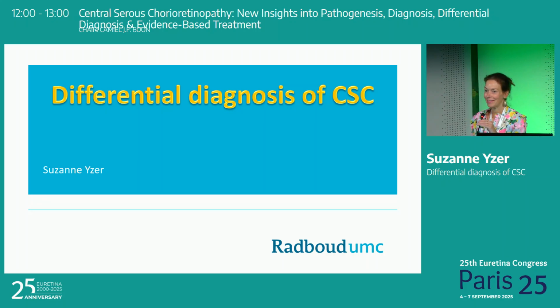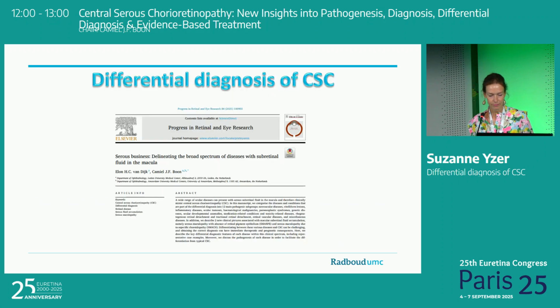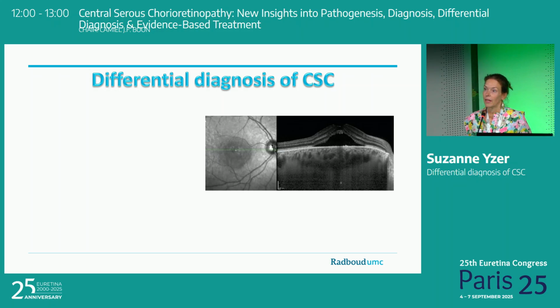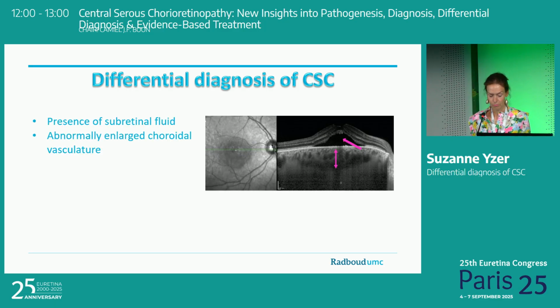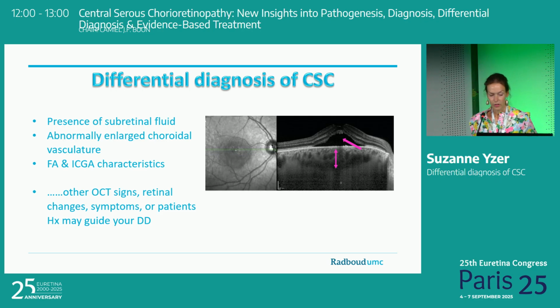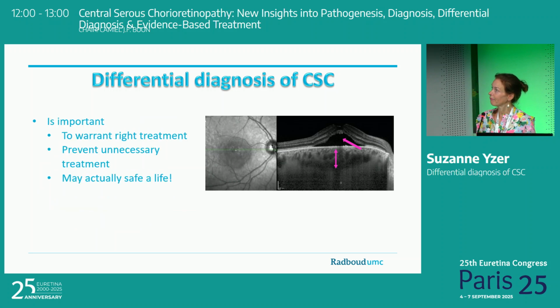So, good morning, everyone. I'll be talking about the differential diagnosis of central serous chorioretinopathy. If you want to read more about it, you can find it in this beautiful paper written by Camille and Elon. Like Elon just discussed, when we look at central serous chorioretinopathy, we look at the presence of subretinal fluid and abnormal choroidal vasculature, certain FA and ICGA characteristics, but we also look for other signs or retinal changes that may guide us to the differential diagnosis.